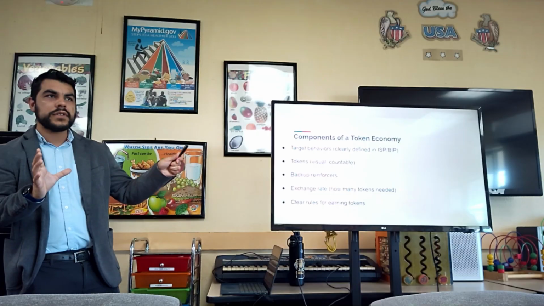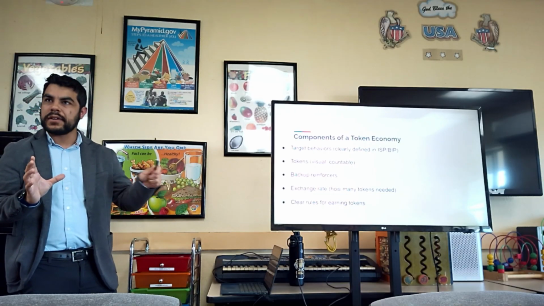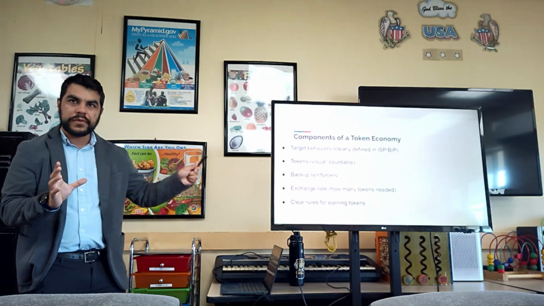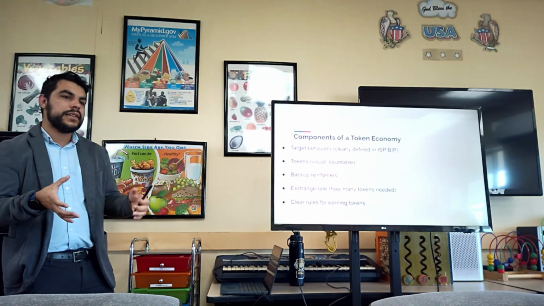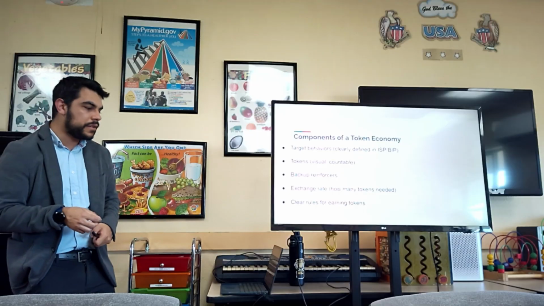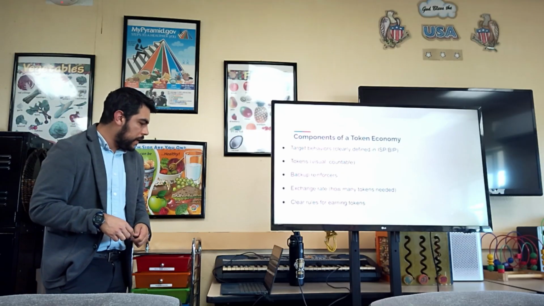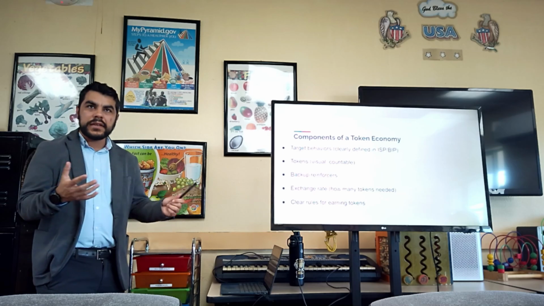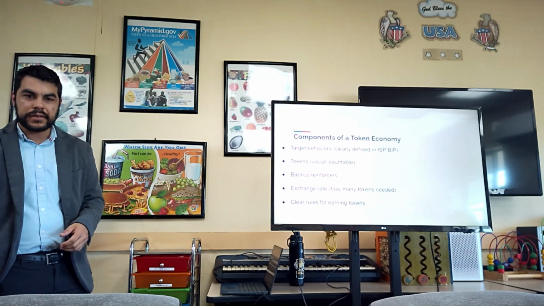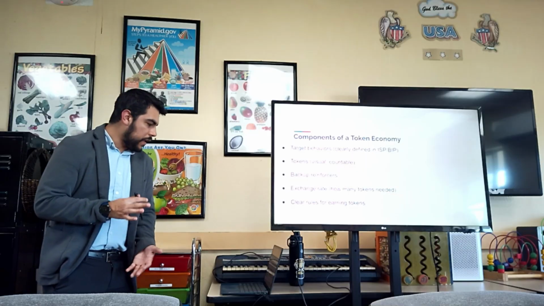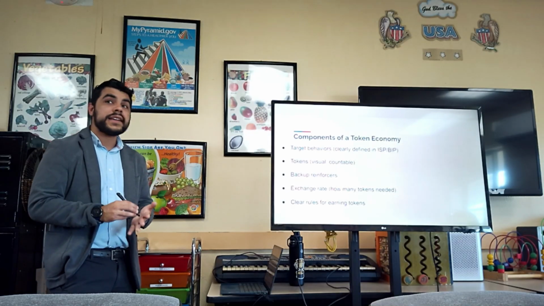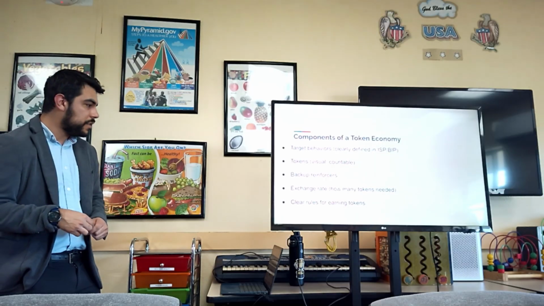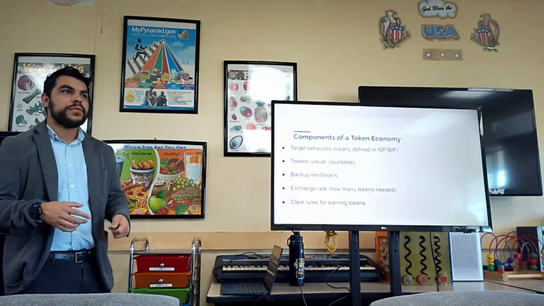So after the individual goes through one cycle of getting a backup reinforcer through the token board, they can then choose something else they can earn. And yeah, exchange rate, how many tokens you need for a particular item, and the clear, explicit guidelines on how to get those items. How many tokens are required, and what do I have to do to get them?